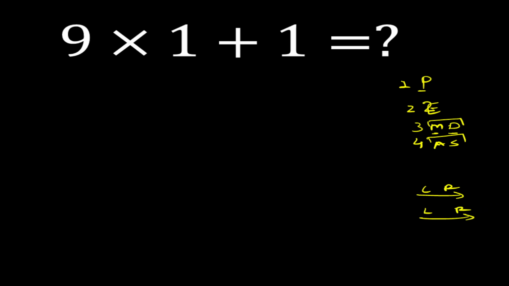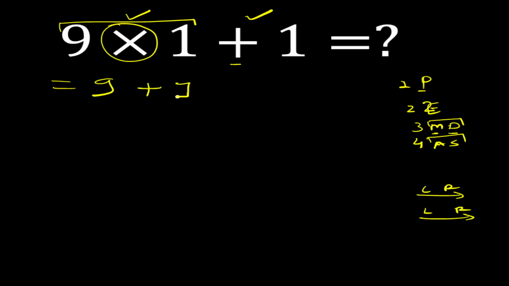So in this question, we have one multiplication and one addition. So first priority is multiplication, then we have to solve this addition. So now 9 multiply 1 is equal to 9 plus 1. So now 9 plus 1 is equal to 10. So the correct answer is 10. Now let's see the next question.